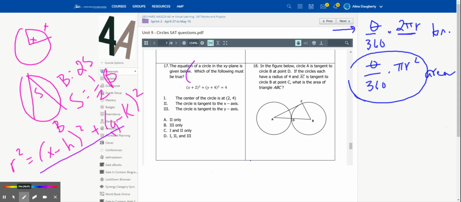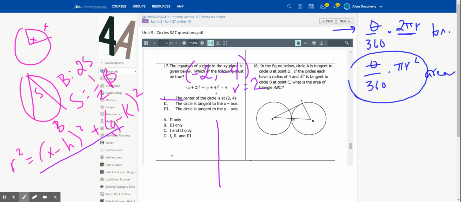Remember, our h and our k have to be opposite. So if I have a +2 in the equation, I have a -2. And then if I have a +4, I have a -4. And then my radius is 2. So the center of the circle, that is not correct because I know my signs have to be opposite.